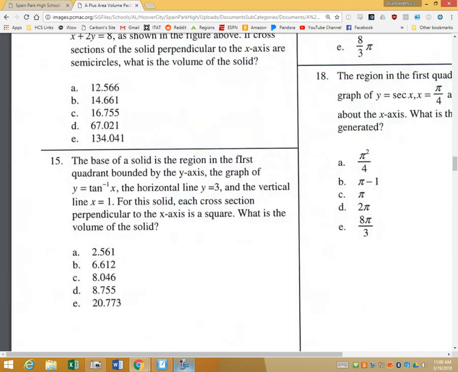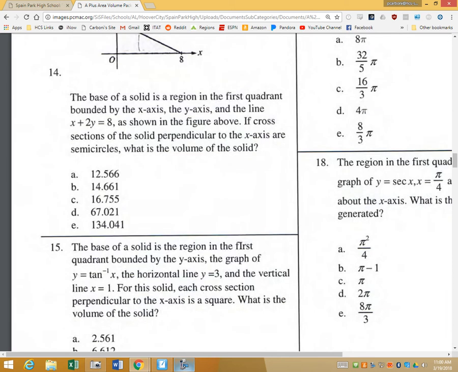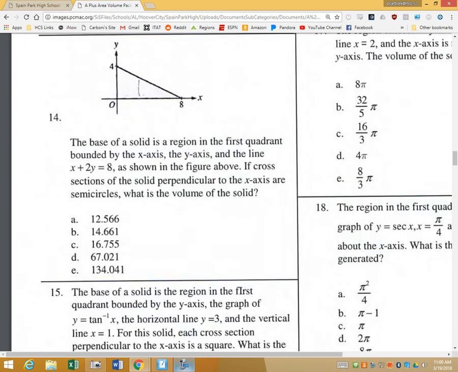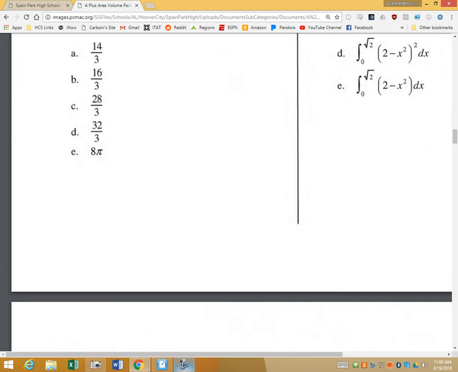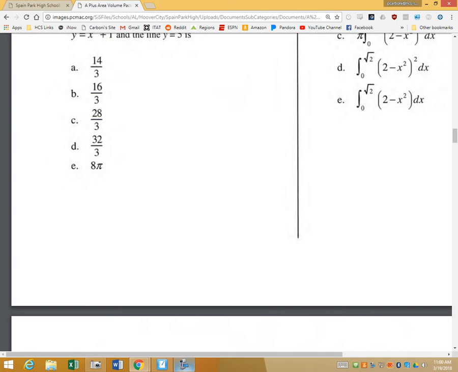Any of them? 15 was hard? Oh, yeah, it's a cross-section thing. Never mind. Well, if we don't have any questions, I guess we can look at the study guide I gave you, or some other free response questions.